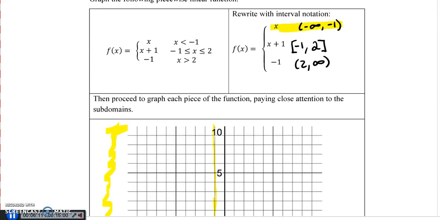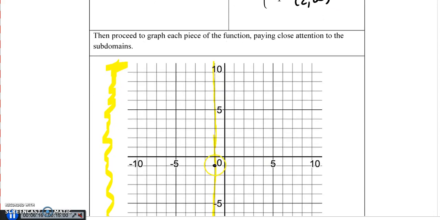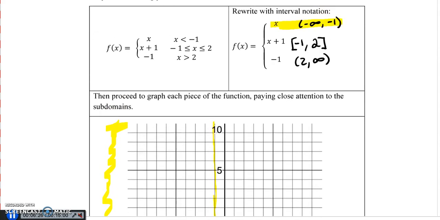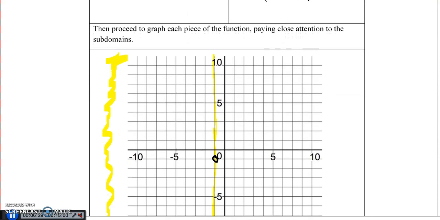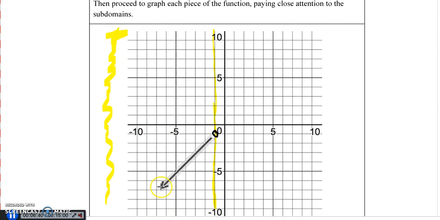If I plug -1 in, the x is just -1. So there is a point there. Should that point be a closed dot or an open dot? It should be an open dot because that is a parenthesis. Now I can plug in another point, like -5. If I plug in -5, that's just -5. Since it's going to infinity, we'll just leave it there, and make sure it fits right there. Hopefully, there we go. So that's the first.